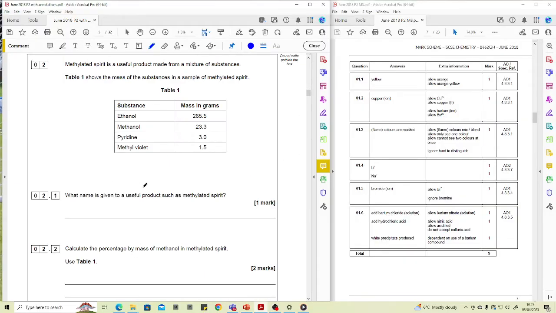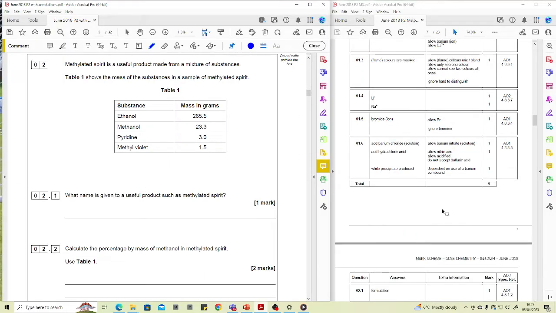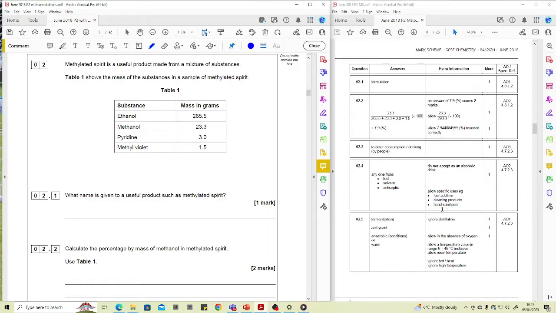Okay, question 2. We've got methylated spirit being a useful product made out of a mixture of substances. So the name that we use for a useful product from it, this is just a definition. Formulation.